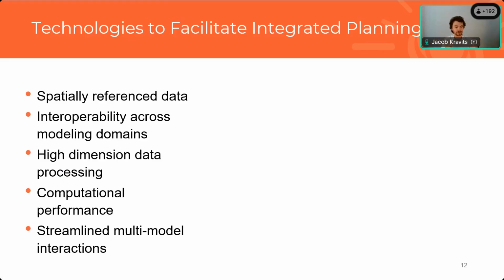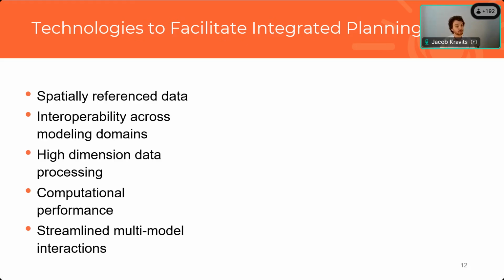And I'm not having to run a bunch of these different translators. High dimensional data processing, that's really important for integrated workflows, right? That can look like data visualization or statistical / machine learning / AI algorithms that allow you to turn data into insights, right? That's kind of what we're talking about there. Computational performance, that's also really important, right?